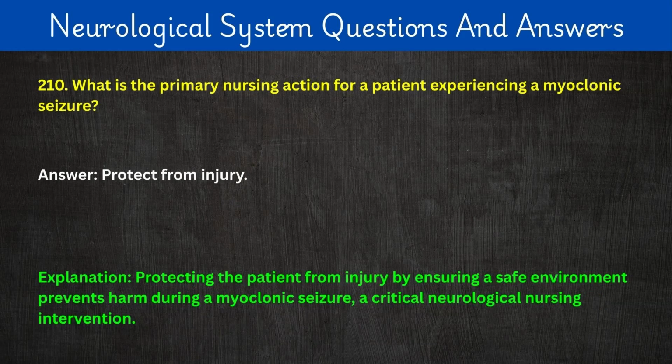210. What is the primary nursing action for a patient experiencing a myoclonic seizure? Answer: protect from injury. Explanation: protecting the patient from injury by ensuring a safe environment prevents harm during a myoclonic seizure, a critical neurological nursing intervention.